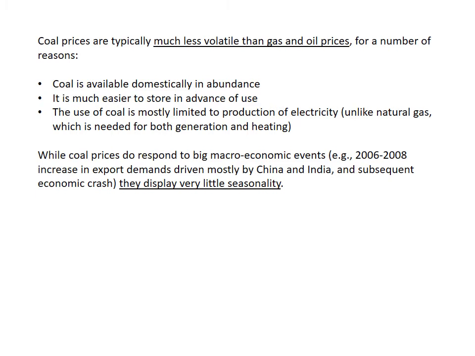Months in advance, there might be some on-site storage, but a lot of times you're buying natural gas right off the pipeline. The other reason it's less volatile is because the use of coal is mostly limited to production of electricity. And so the electric power sector is not competing with other sectors for a supply of coal, unlike natural gas, which is needed for both generation and heating.